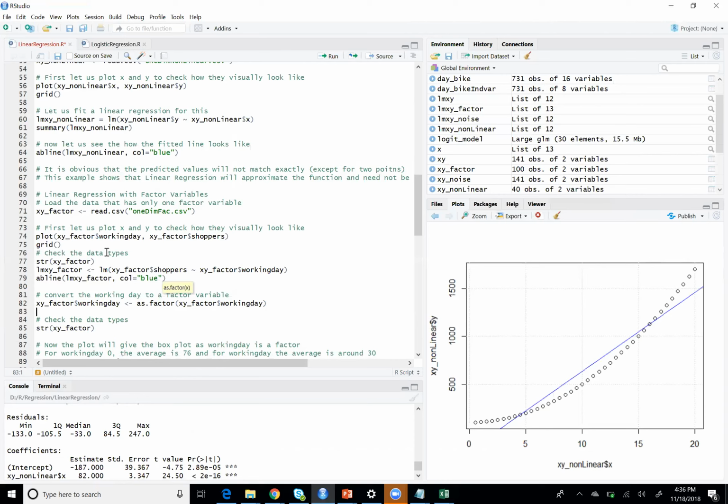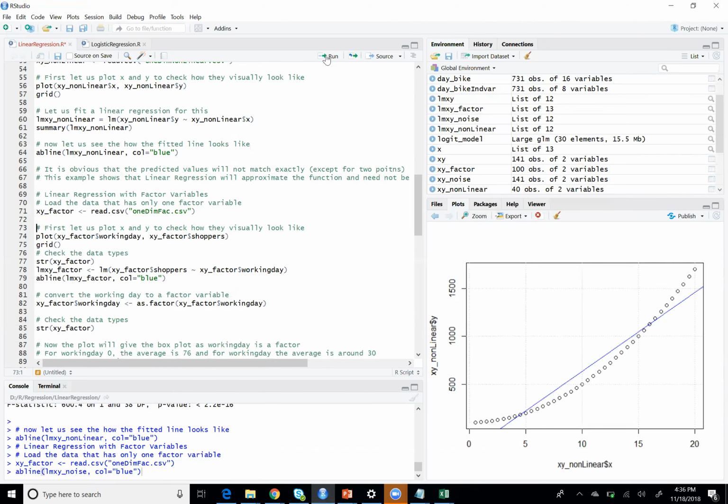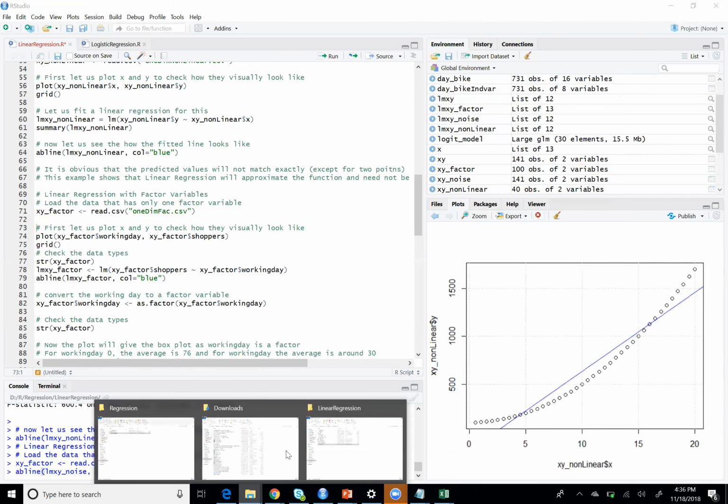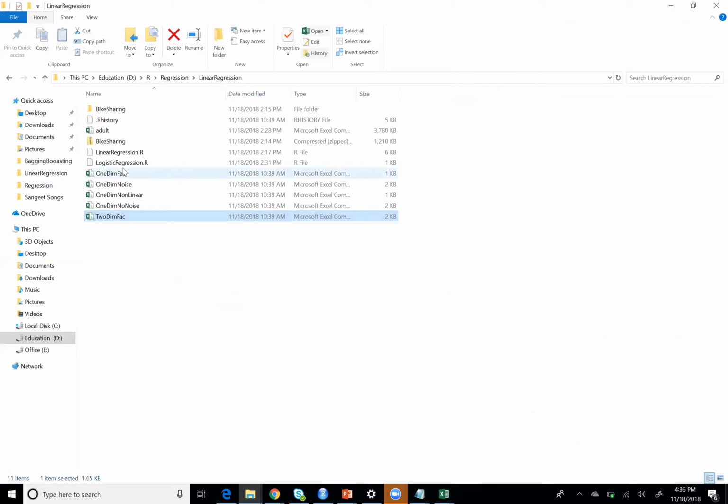In this case, let's just do one thing at a time. First, let's read the categorical variable data. Oh no, this is one dimension. Where is the categorical variable? Using factor variables. Okay, this is a one-dimensional factor variable. So let's do this. The first thing I did was with only a one-dimensional categorical variable. This is a two-dimensional categorical variable. There's another one called a one-dimensional categorical variable.